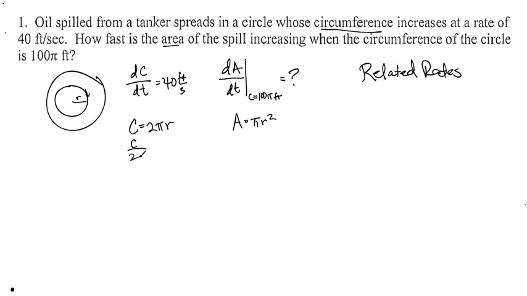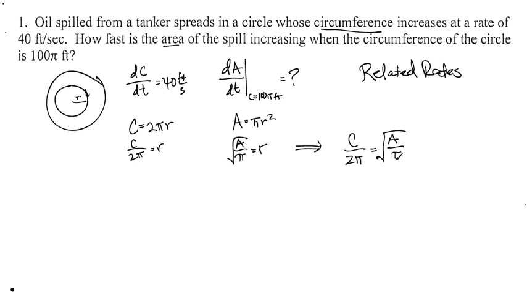So C over 2 pi is equal to r, and the square root of A over pi is equal to r. Now, it's actually positive or negative square root of A over pi, but because it's a related rates problem, we're only taking the positive square root. Okay, so now we can set them equal to each other to relate the two rates. C over 2 pi equals square root of A over pi.